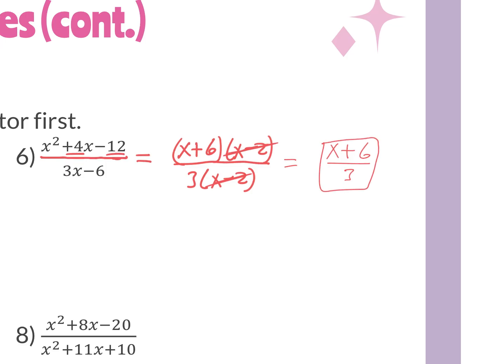So we were allowed to cancel out these x minus 2's because they were common factors, right? Remember, factoring, we separate our polynomial into multiple factors. And so this entire thing, this x minus 2, this is a factor. It's being multiplied by other things. So we're allowed to cancel them out.